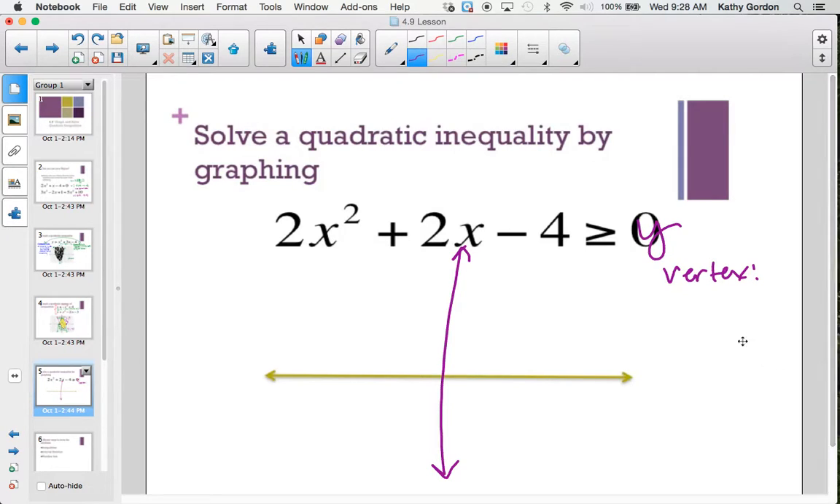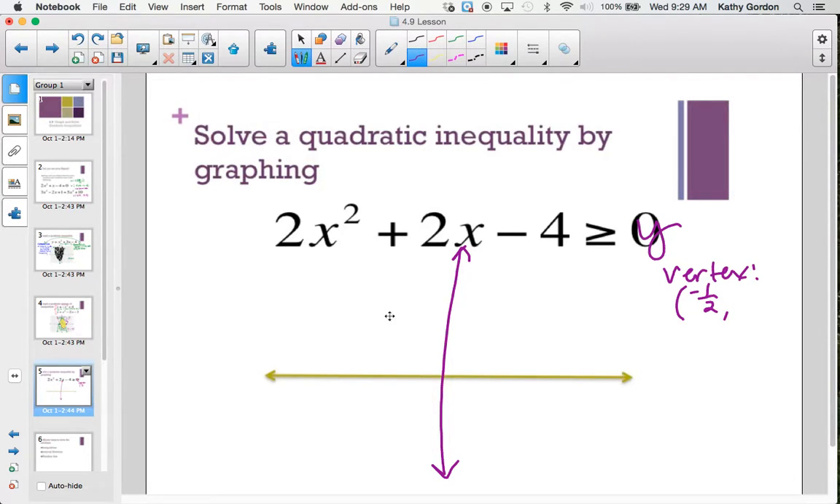Anybody got the x coordinate? 0.5? Close, I think. I think it needs to be negative, right? Because it's negative b over 2a. So this is going to have to be negative 2 over 2 times 2. So negative 2 over 4 should be a negative 1/2.